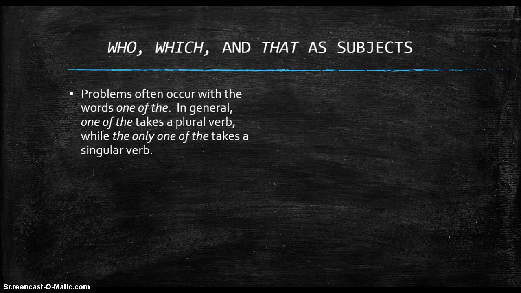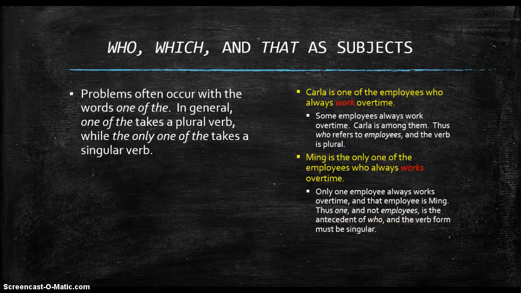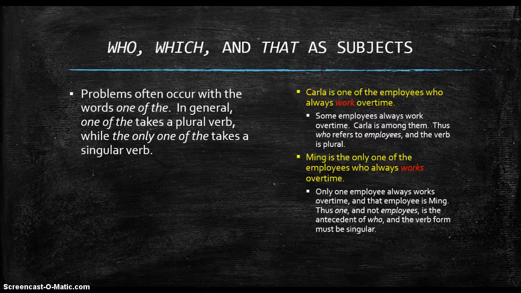Sometimes you have problems when it says one of the. In general, one of the is going to take a plural verb, while the only one of the is going to take a singular verb. And that's important to remember. Here we have an example. Carla is one of the employees who always work overtime. We're talking about who referring to employees, which is plural, so we need the plural verb. If we look at the other example, Ming is the only one of the employees who always works overtime. Ming is only one. So now the verb is singular.